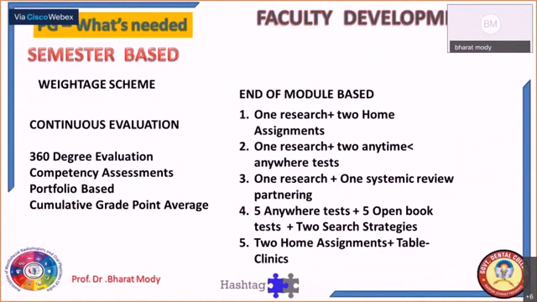Now, when you have continuous evaluation, there should be 360-degree evaluation, competency assessment, portfolio based, and cumulative grade point average. So, if the choice is given to the student, it could be either 1 research and 2 home assignment. Any of these combinations can be done, and students will take any of these combinations. These combinations can be changed according to your perspective. But what is important is that you give the choice to the student and see to it that they do it in an easy manner.